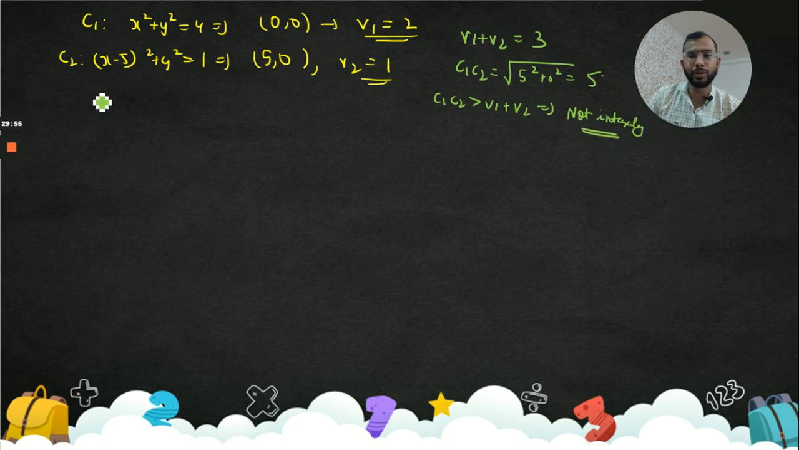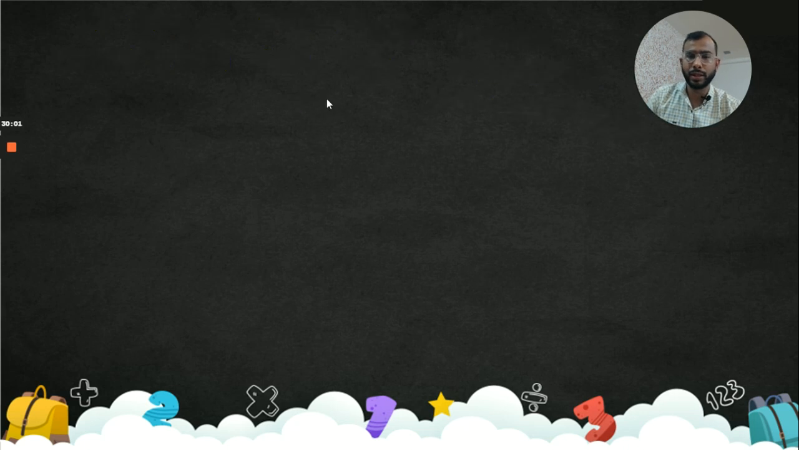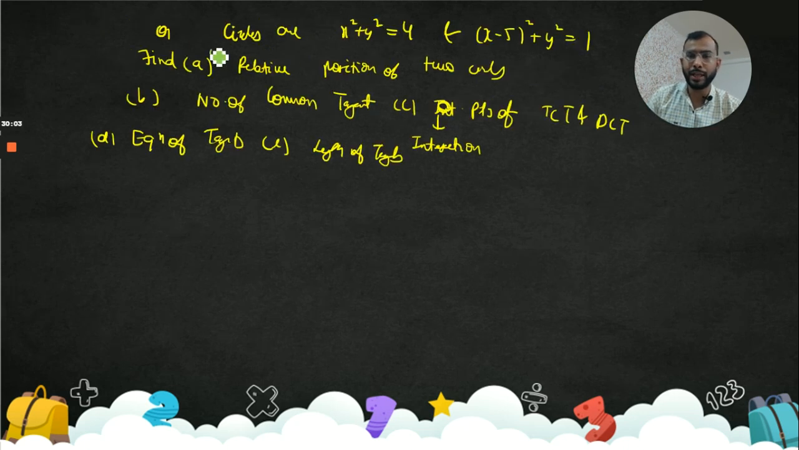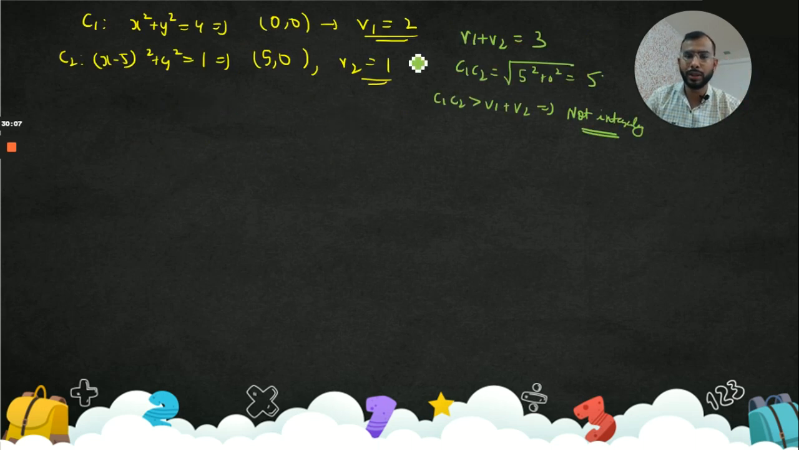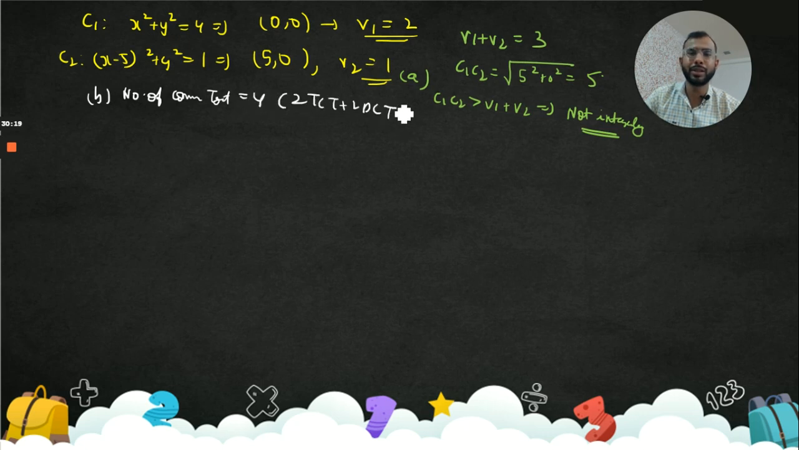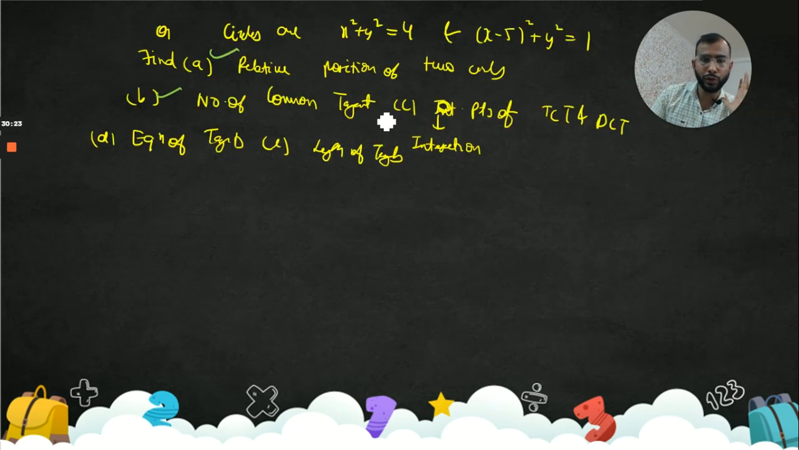तो not intersecting नॉर्मली जो हमारा केस बन गया बड़ा वाला. ठीक है, फर्स्ट क्या केस हो गया? Find the relative position, number of common tangents. Number of common tangents would be 4. This is part A. Part B is number of common tangents. Common tangents are 4. How 4? 2 TCT plus 2 DCT. डायरेक्ट बाहर वाली 2, अंदर वाली 2 TCT. ठीक है, 4. तो 4 टेंजेंट.